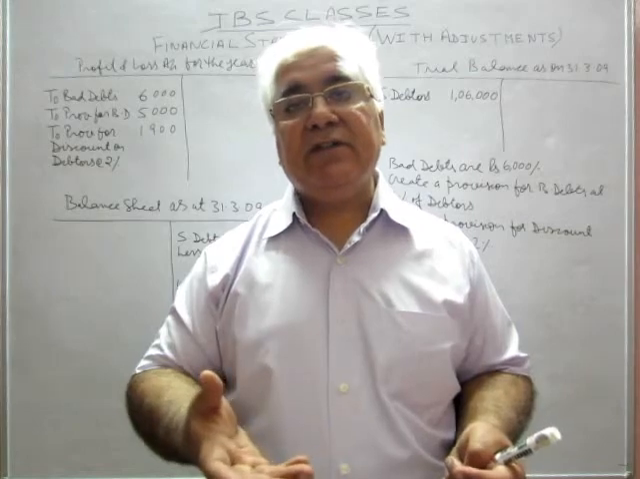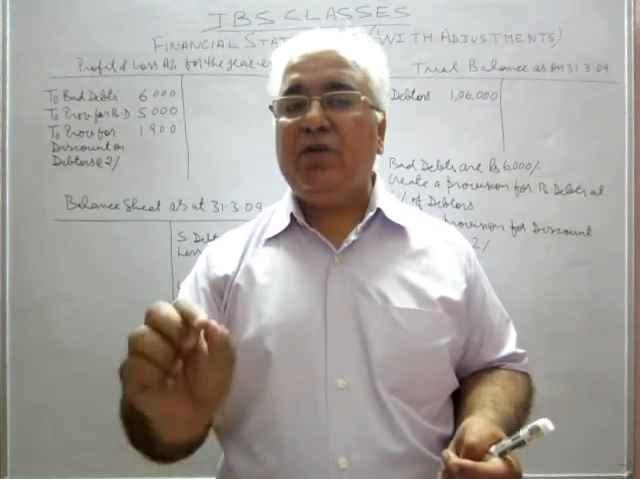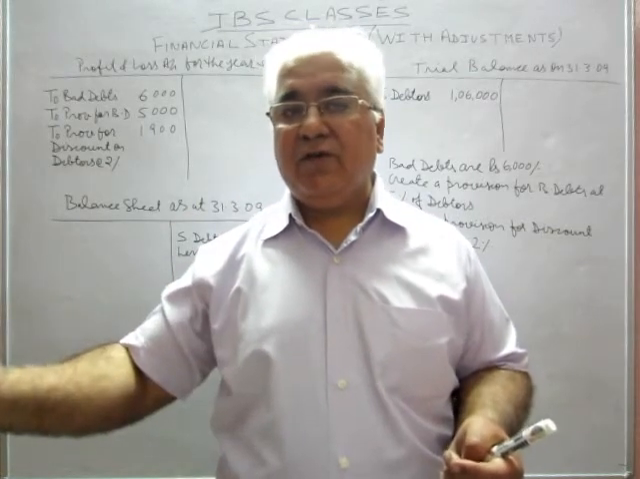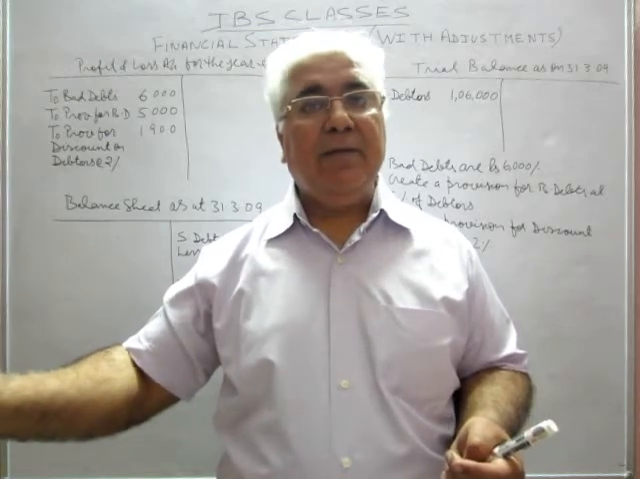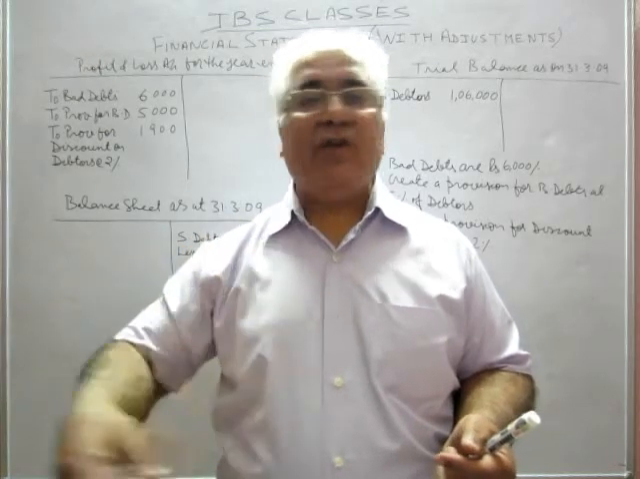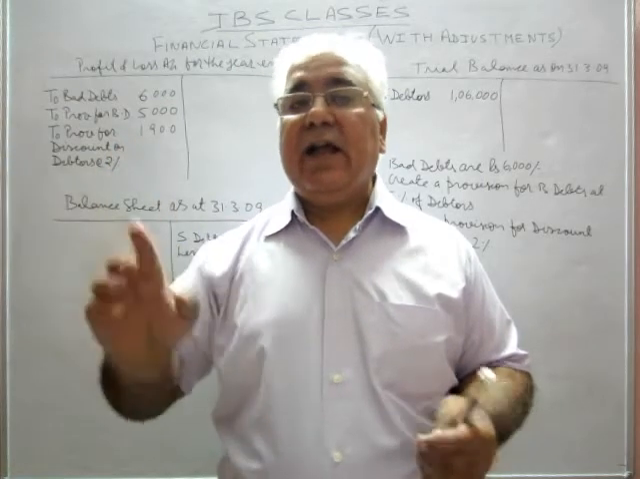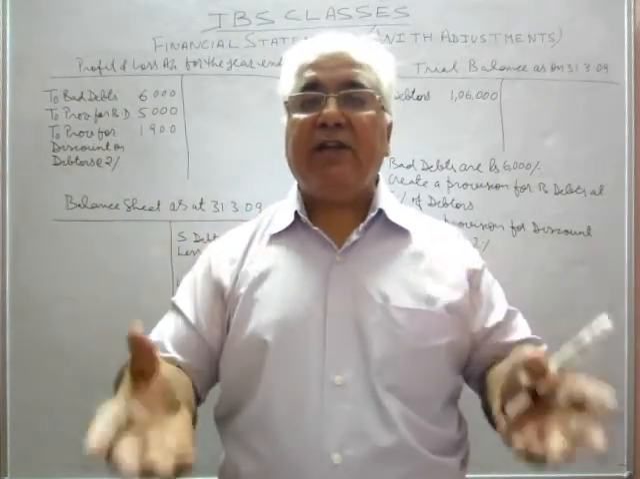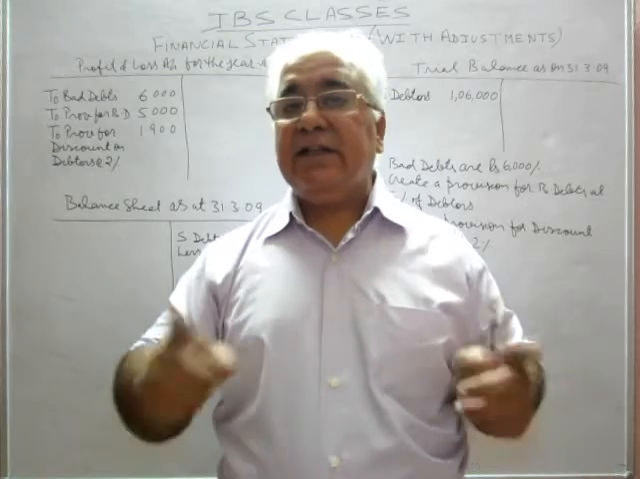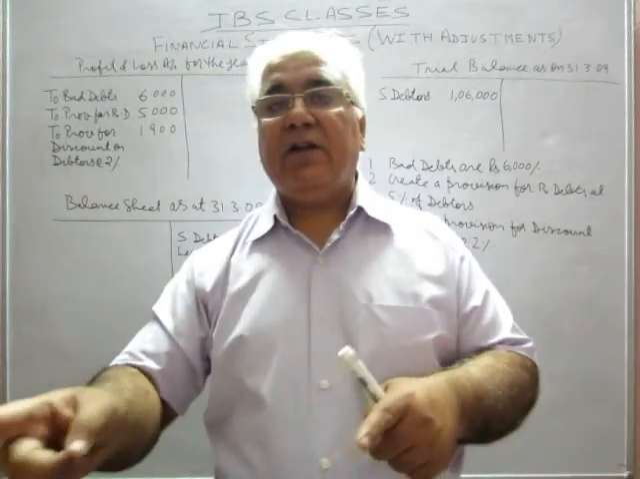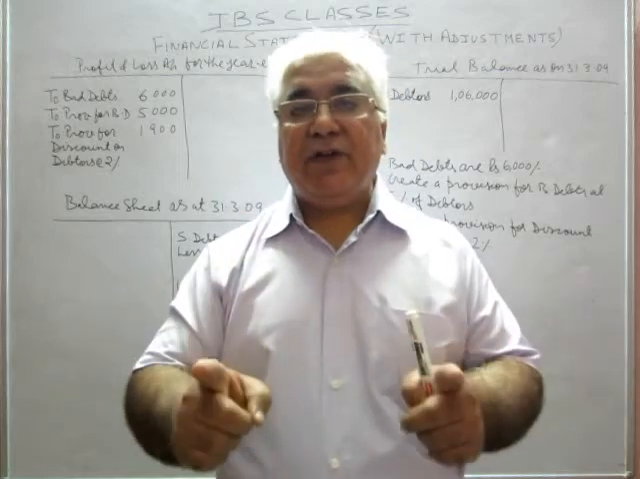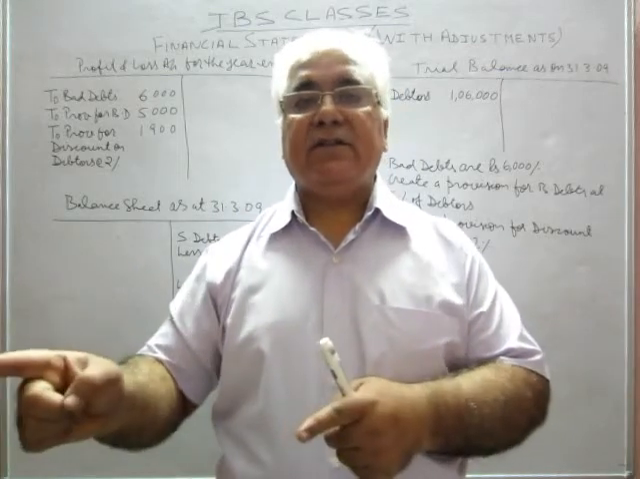The entry for this is profit and loss account debit to provision for discount on debtors. Okay, and this is carried forward to the next year, similar to the provision for doubtful debts. And next year when discount is actually given to debtors, that is not debited to P&L account, rather that is debited to provision for discount on debtors.